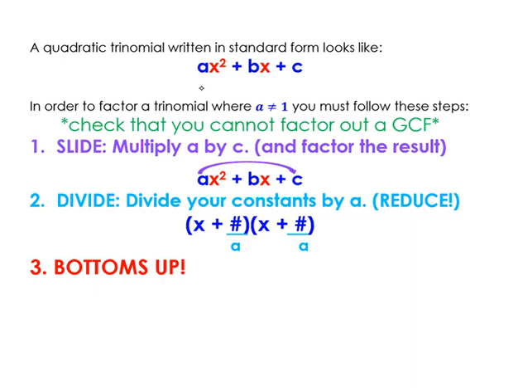However, this number in front of x squared is not always 1. So you want to follow these steps. Pause the screen and jot these down. The first step is always to check and make sure that you can't factor out a GCF. It could be that a is a GCF and you can just take it out and not have to worry about it anymore. Otherwise, you've got to follow these steps: slide, divide, and bottoms up.